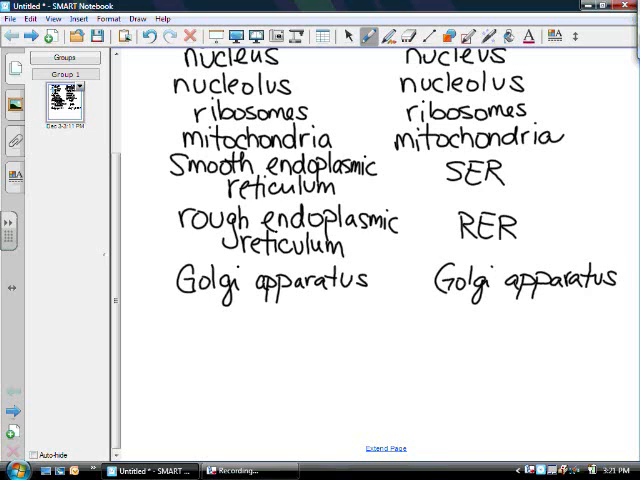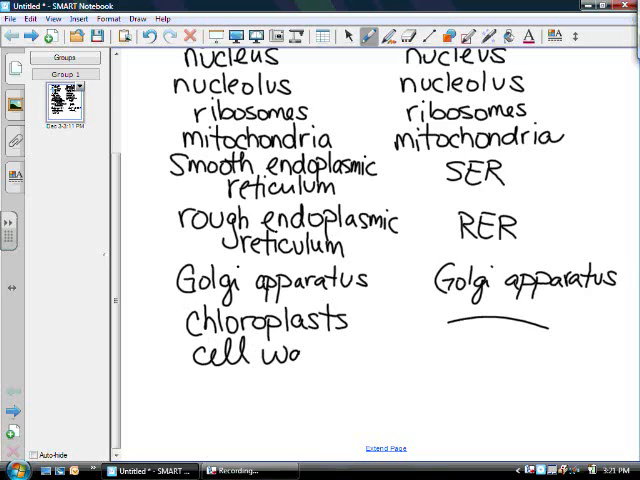In addition, you have organelles that are only found in plant or only found in animal cells. So, in plant cells, you have chloroplasts. Chloroplasts are the green organelle. They contain the pigment chlorophyll to help plants do photosynthesis. There's also a cell wall, which is not in the animal cell. The cell wall provides structure, support, and rigidity to the plant cell to give it its shape.